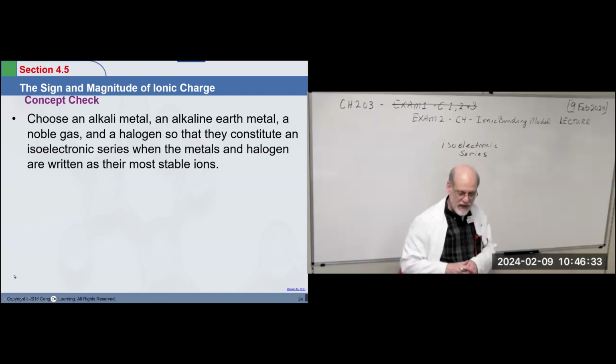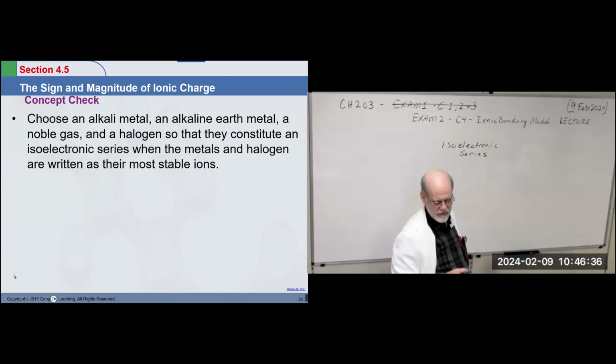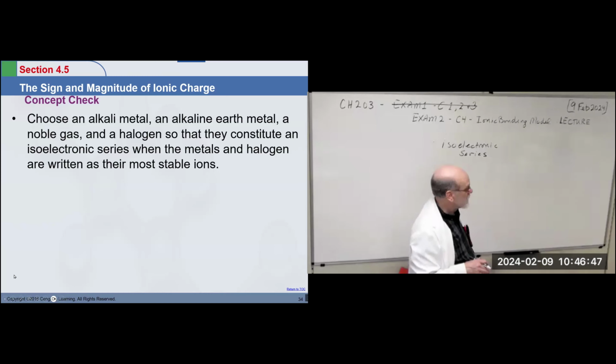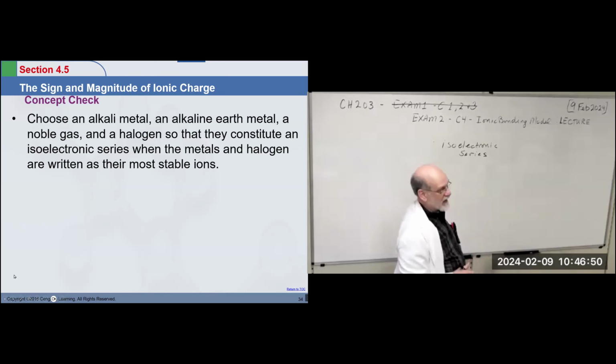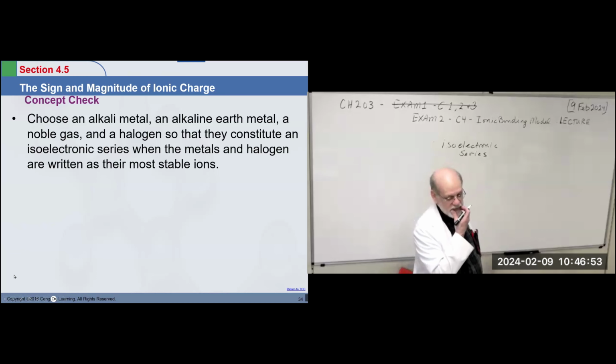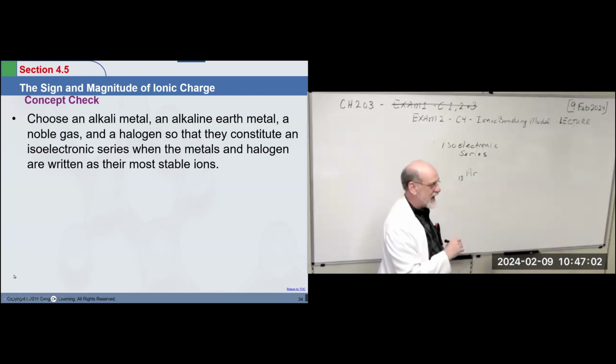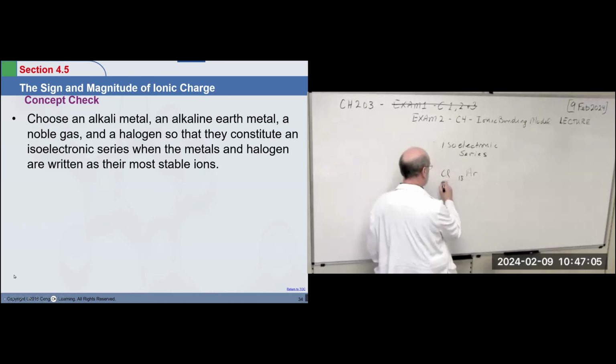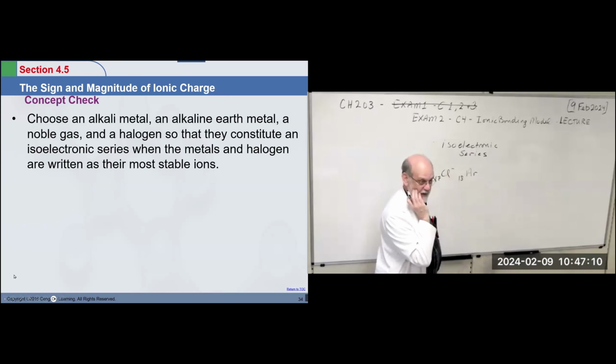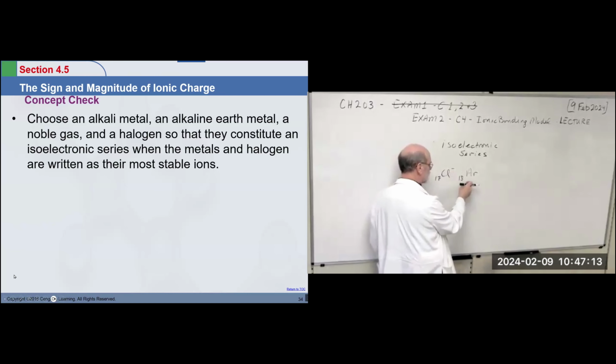All right. Choose an alkaline metal, alkaline earth, noble gas, and a halogen so that they're in the same isoelectronic series. Okay, so the best way to do that is start with a noble gas, right? Which one do we want to start with? Let's say argon. If we start with argon, 18, what would be isoelectronic with argon? It would be chlorine. The halogen would be a -1 charge, right? It has 17 protons, but it has 18 electrons, just like argon.